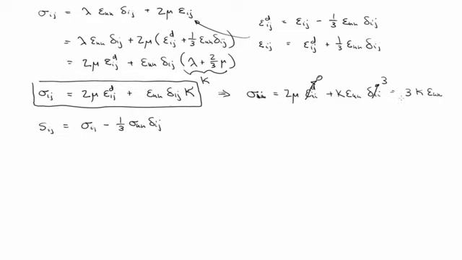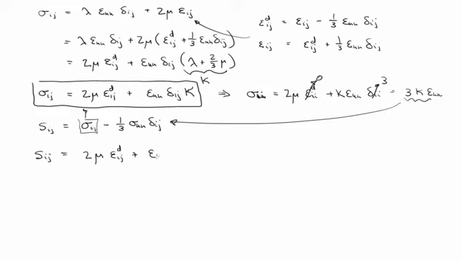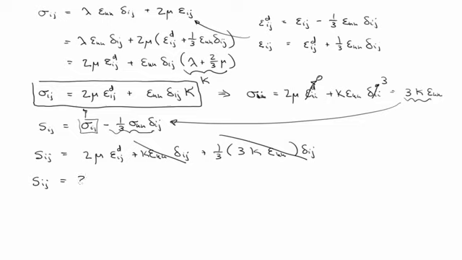Okay, so let's plug now this into this equation. So I have that Sij is equal to, this term is going to come from here, so 2 mu epsilon ij plus sigma kk delta ij. Now this term, where I'm plugging in sigma kk is 3K epsilon kk, right? So I have plus 1/3 times 3K epsilon kk delta ij. All right, well, these terms cancel, right? So then finally, all that to say that Sij is equal to 2 mu.